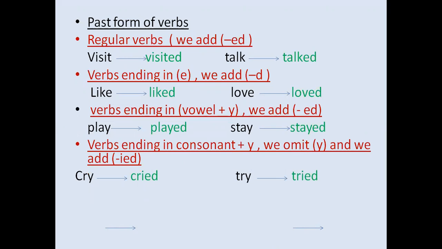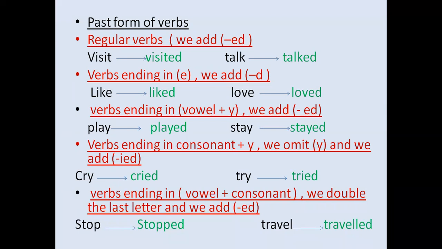Number 4, verbs ending in consonant plus y, we omit y and we add ied. We omit y means we delete y and we add ied. Such as the verb cry, we changed it into cried. The same with the verb try, we change it into tried.